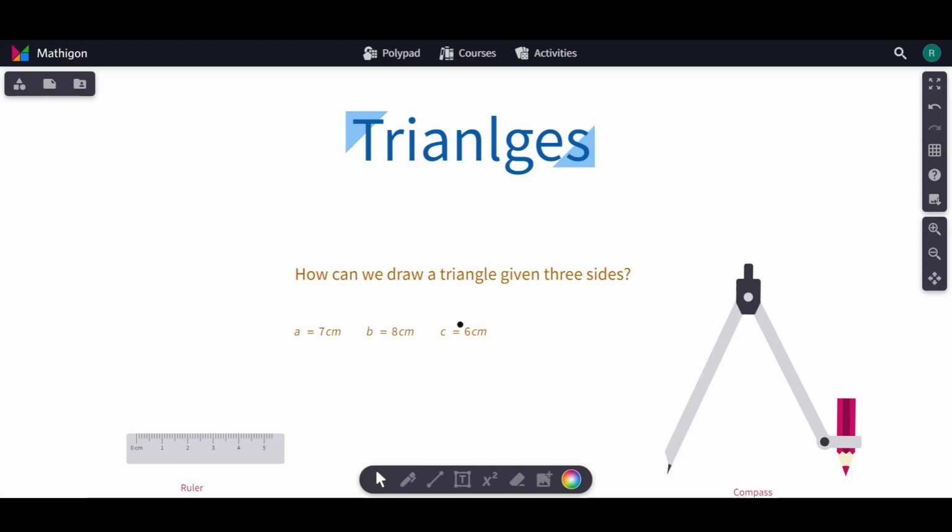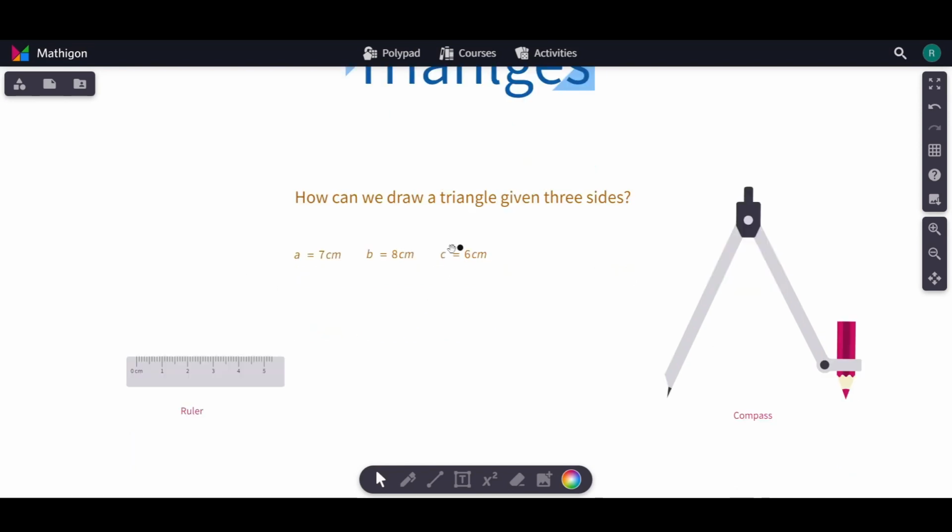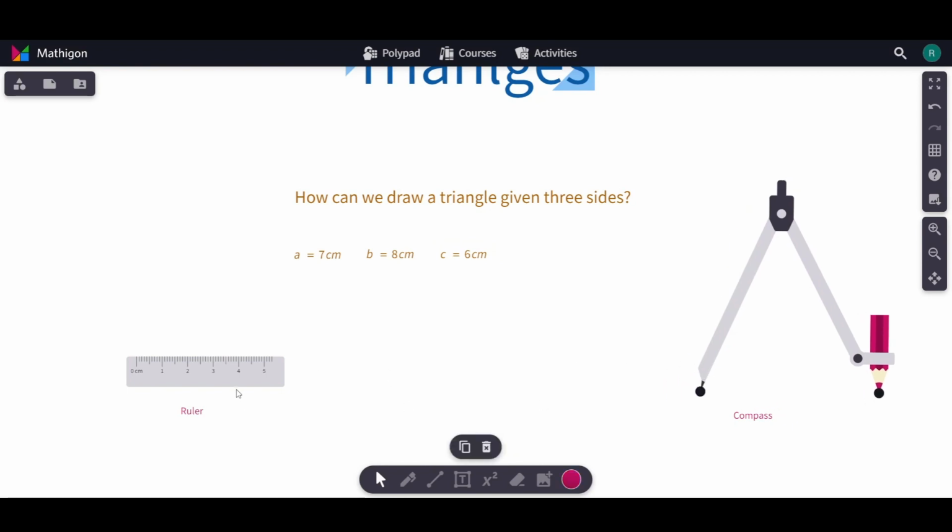Welcome, mathematics students. Today I will be talking about triangles, but more about the relation of the side lengths of the triangles. But before talking about them, I want to start with how can we draw a triangle given three sides? To draw a triangle given three sides, we need a compass and a ruler.